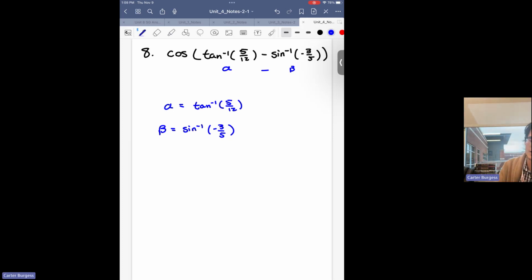Okay, let's talk about these alphas and betas that we have, or this alpha, this beta that we have. Where does alpha live? I claim that we are privy to that information.